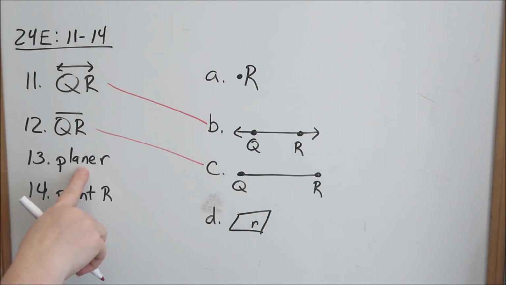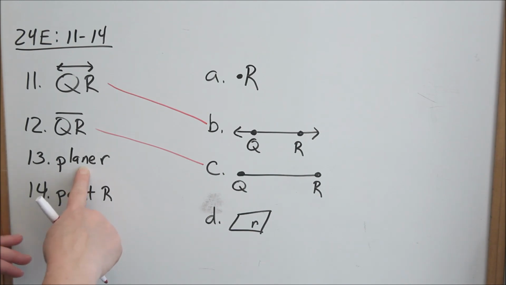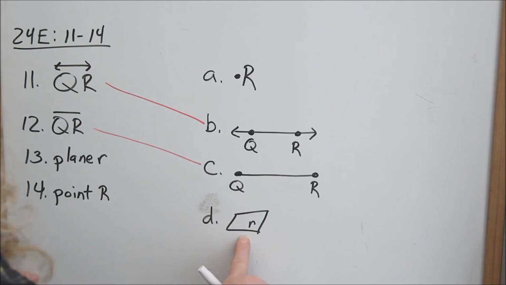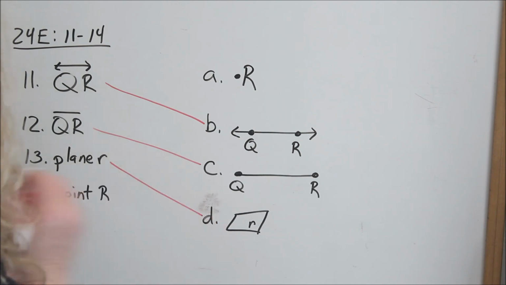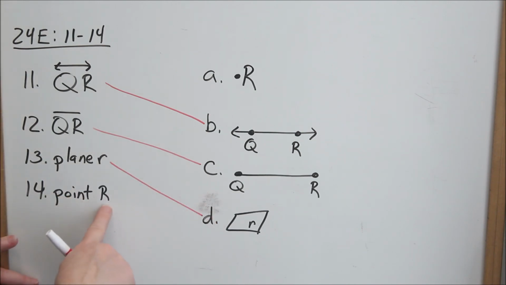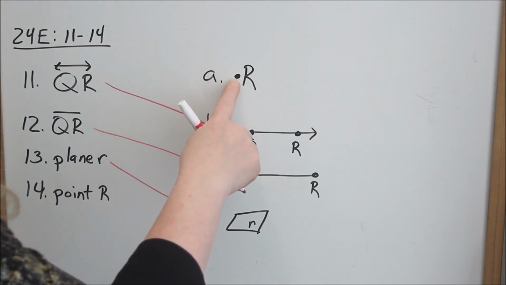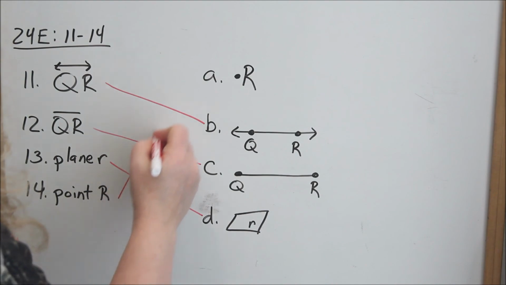So then plane is a two-dimensional object, usually represented by a parallelogram, and it's labeled plane R. So here, this is not a very pretty parallelogram, but it's a two-dimensional shape with my lowercase r, so that goes there. Then points are usually capital letters, so there's my point, no length, no width, so that would be point R.